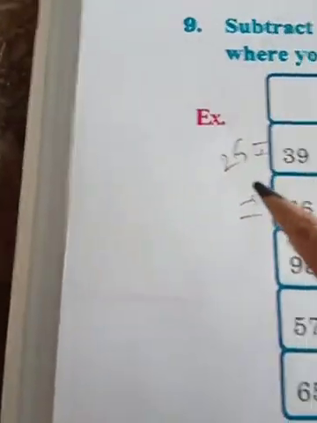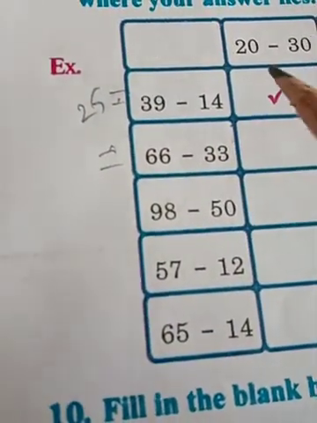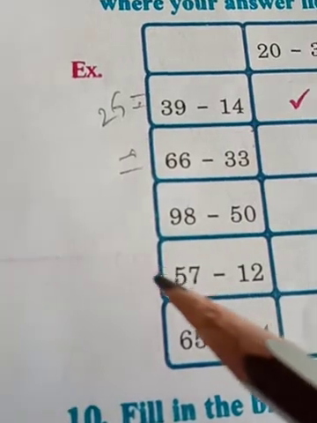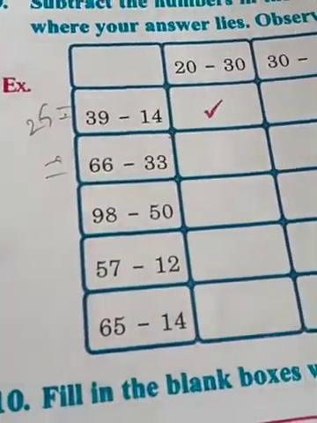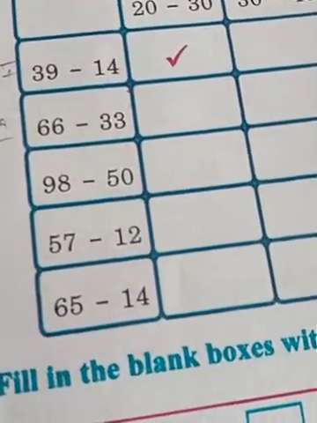I am writing here answers. Why? Because you don't know how to do subtraction. First of all, you do subtract. Afterwards, you check it. Where is that number? Where in between which two numbers is it?